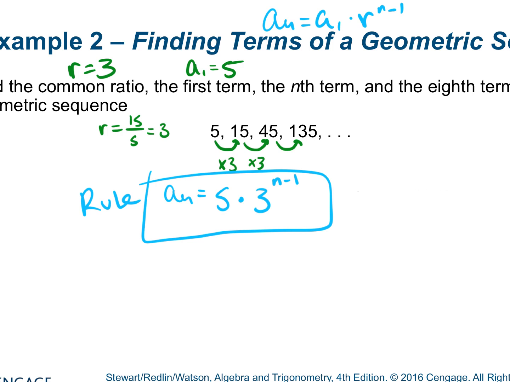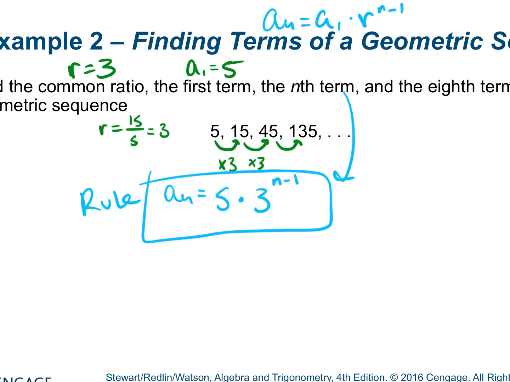Now for your rule, you just leave it like this. A lot of people want to multiply the 5 and the 3 together, and they'll say 15 to the power of n minus 1. You can't do that because of your order of operations. You have to do the exponent before you multiply. So just leave it like this. So this is our nth term.